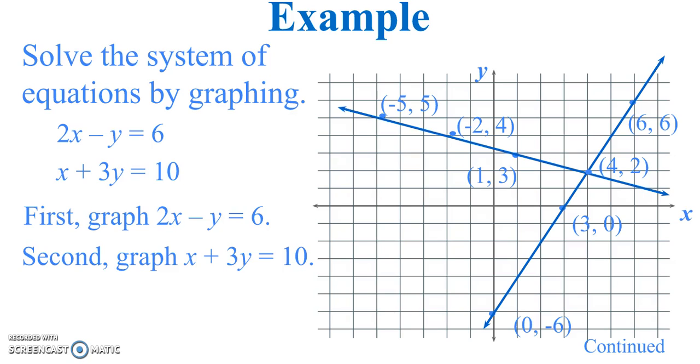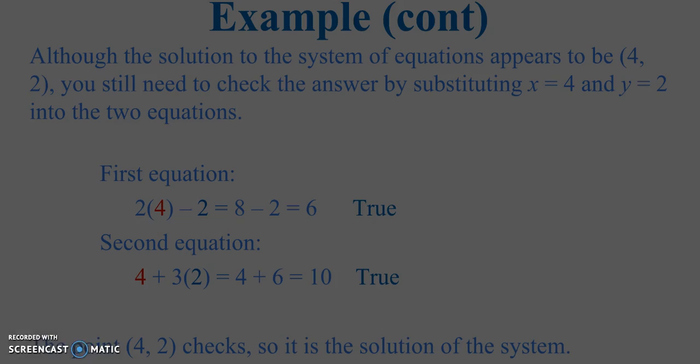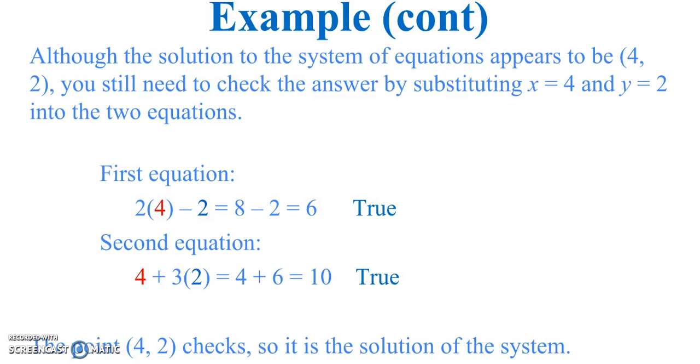I graph. Okay. Now when I'm looking for a solution, I am looking for the point that the two lines intersect or touch each other. So in this case, the lines appear to intersect at +4, +2. So my solution would be 4, 2. If I'm not sure if my graph is perfect, I can take that information and plug it in. So I take 4, 2 and plug it in the first equation, and take 4, 2 and plug it in the second equation. Both of them are true, so I know that my solution for the system of linear equations is 4, 2, and I'm done.